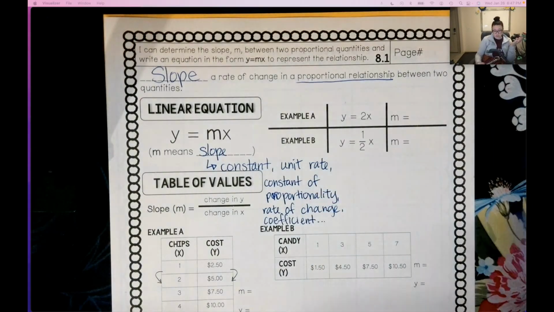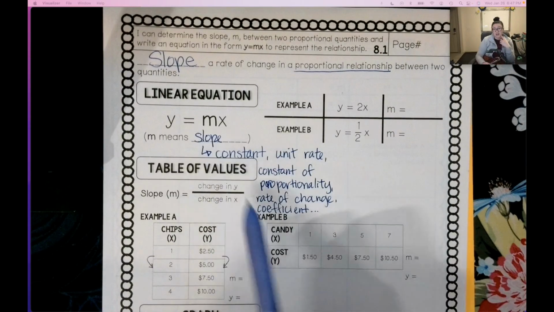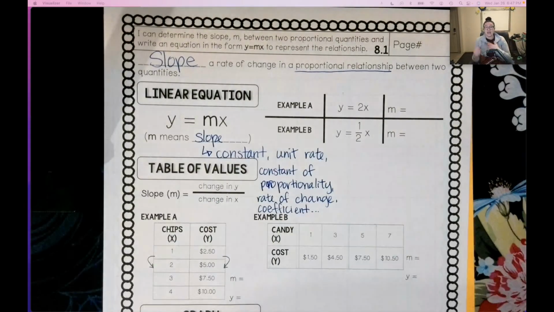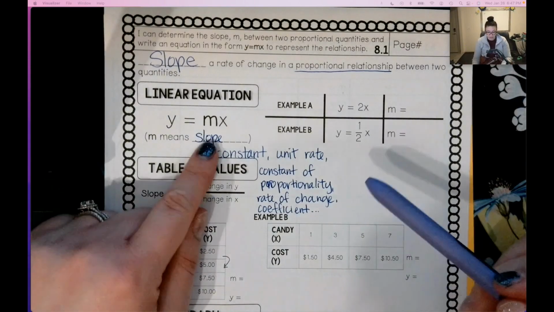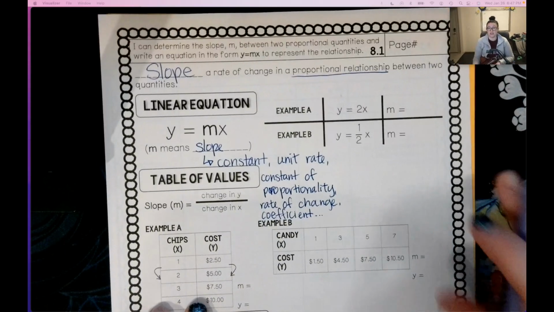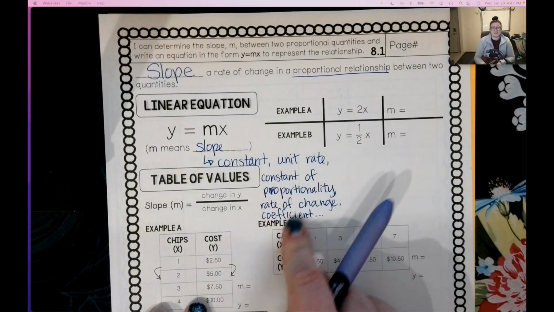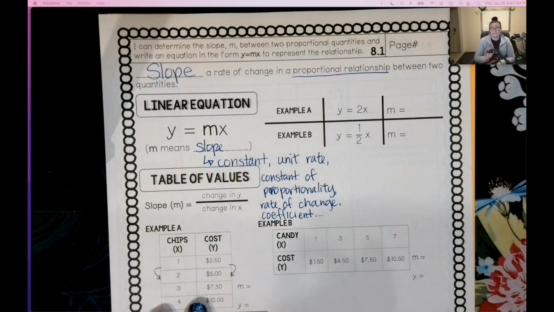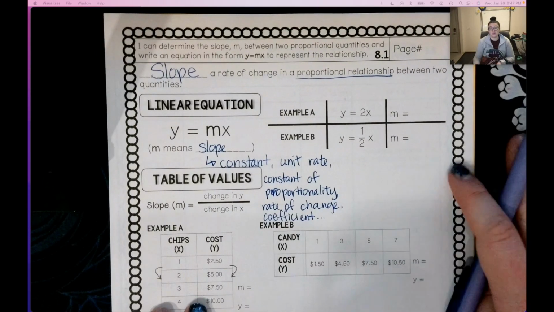We have a lot of words for this m, a lot of words for the slope, because in math, it's a big topic. We see this number a lot. And so because of that, we have a lot of different words for it, for different situations. But any of these words mean slope. Pause the video, make sure you get those written down. We need to know all those words.